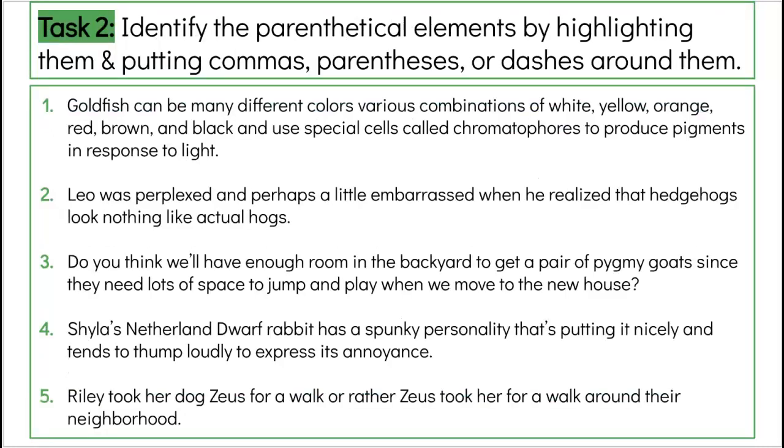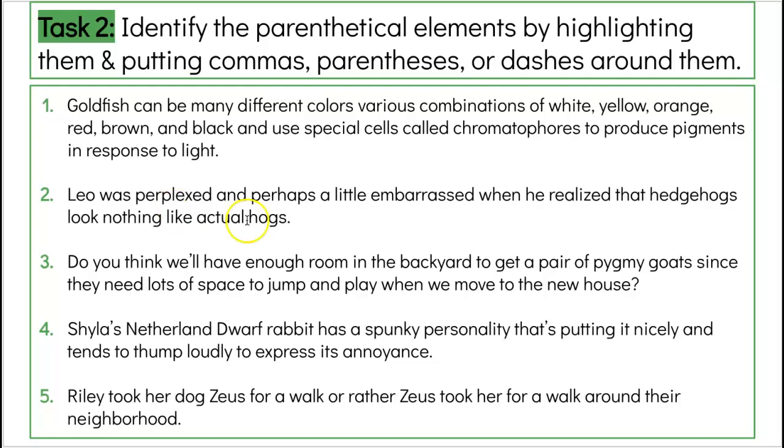Task number 2 takes this to the next level. It says identify the parenthetical element by highlighting them and putting commas, parentheses, or dashes around them. So now you have to find the parenthetical element. So number 1, goldfish can be many different colors, various combinations of white, yellow, orange, red, brown, and black, and use special cells called chromatophores to produce pigments in response to light. So when I read that, I might need to read that a couple of times to figure out what part of that sentence I can take out.